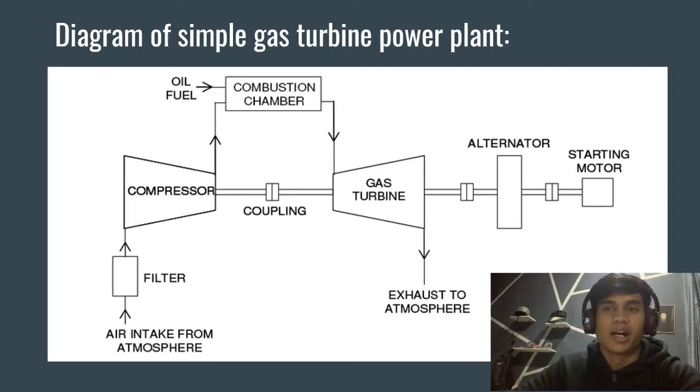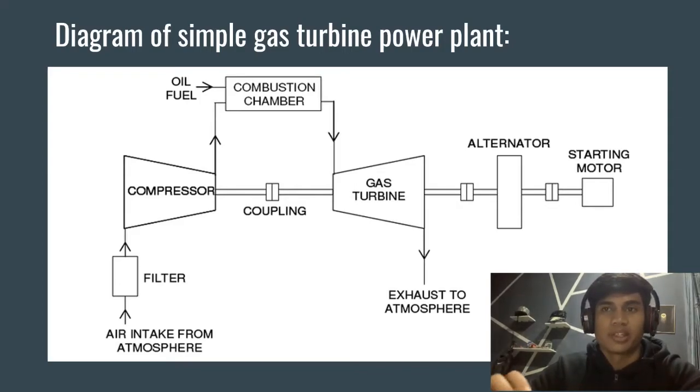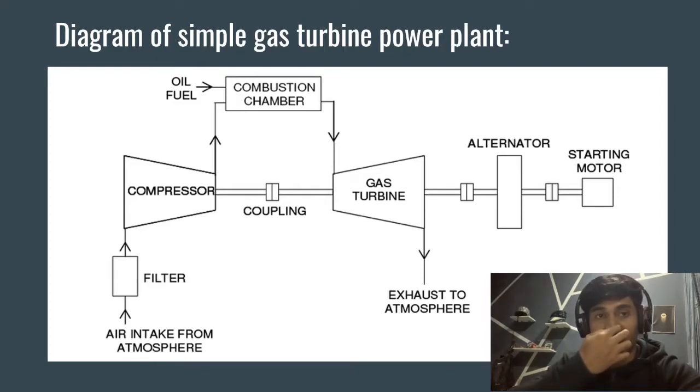So the first part, air is taken in from the atmosphere through the filter and goes to the compressor. After this process, the fuel and air are mixed in the combustion chamber. What I have learned before about the combustion chamber is that it is the part of an internal combustion engine where air and fuel are mixed and burned. After this process, they go to the gas turbine.